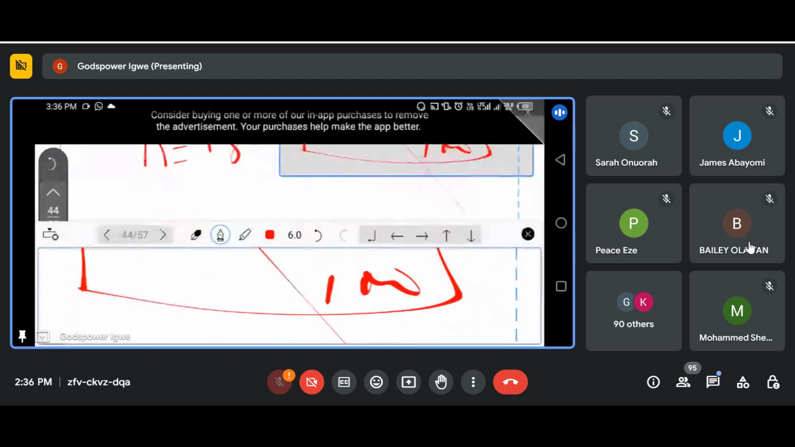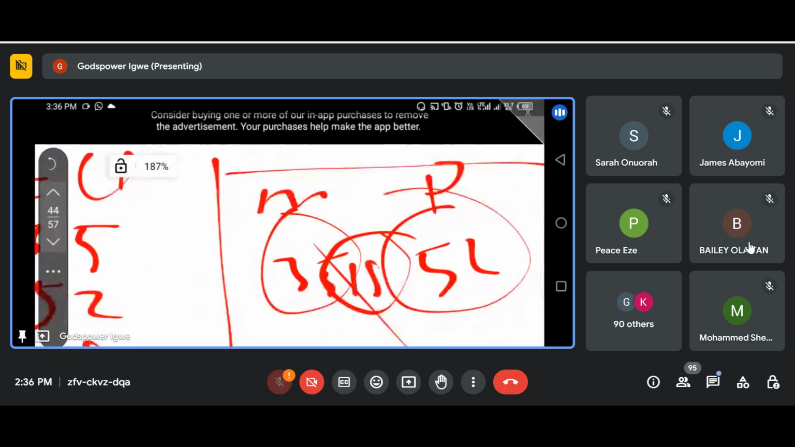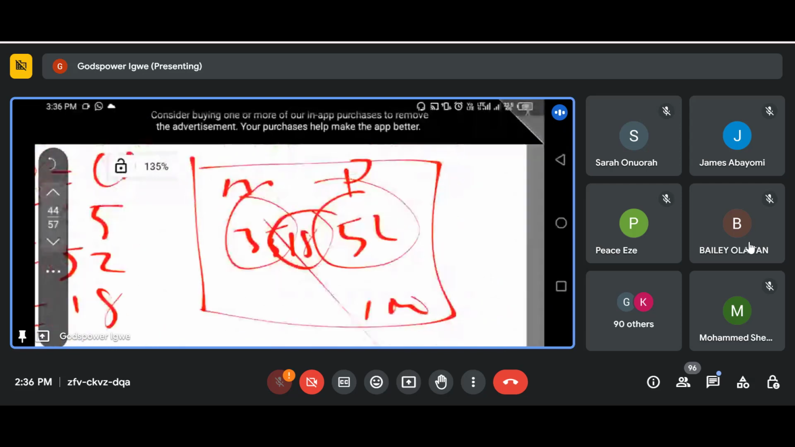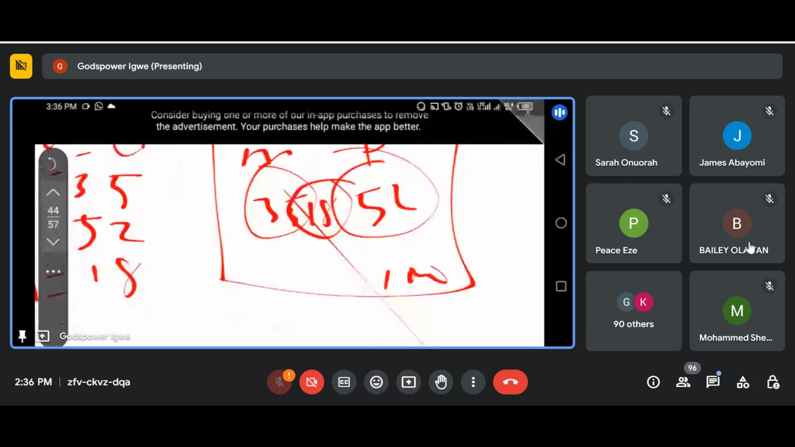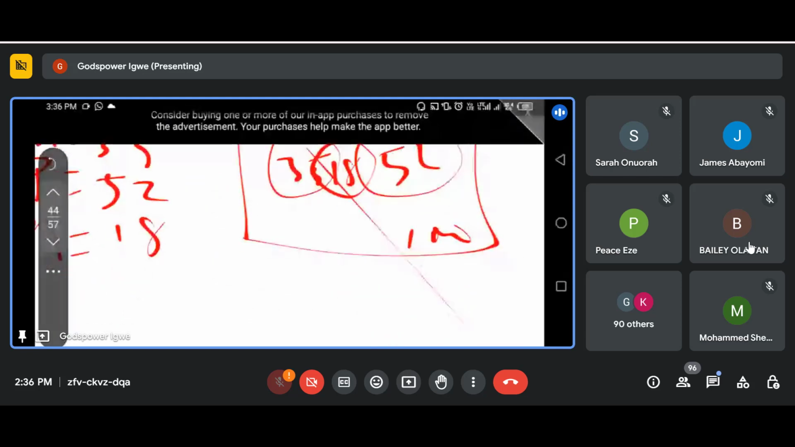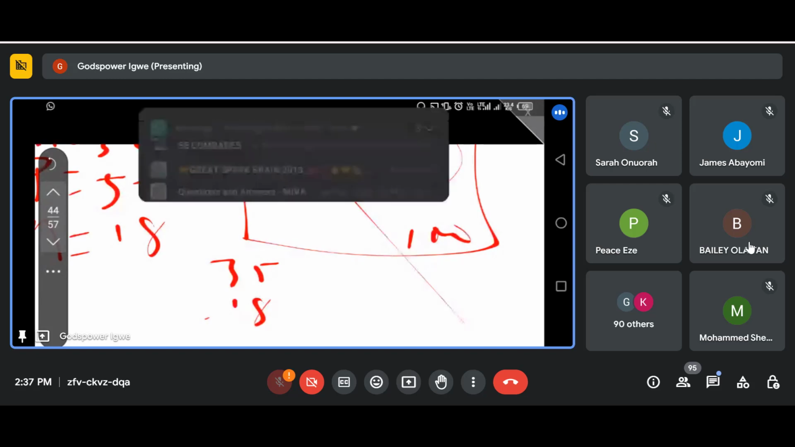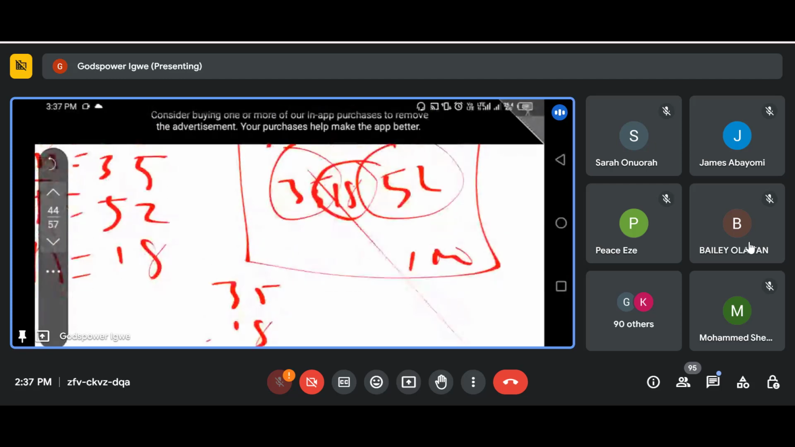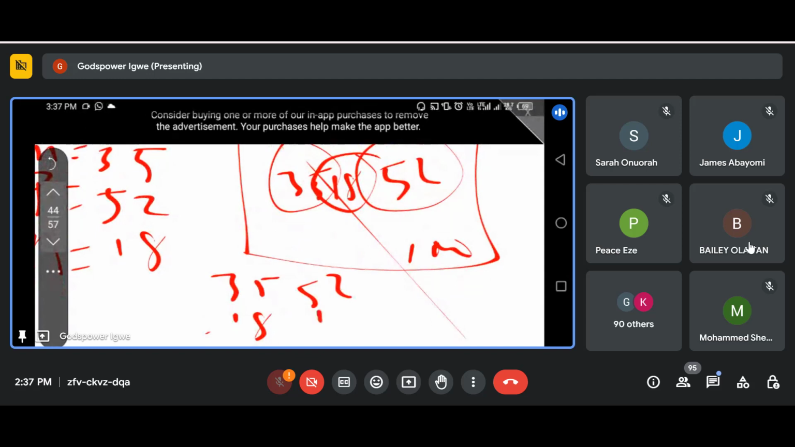So I'm just doing a rough sketch. We'll arrange them. 18 is here. Now let's make use of what we are doing. First of all, to get 18 separated from both physics and maths, we say 35 minus 18, because we want to get how many are only in mathematics. They said already 18 did both physics and maths, so we are removing them. We also do 52, that of physics, minus 18 also.